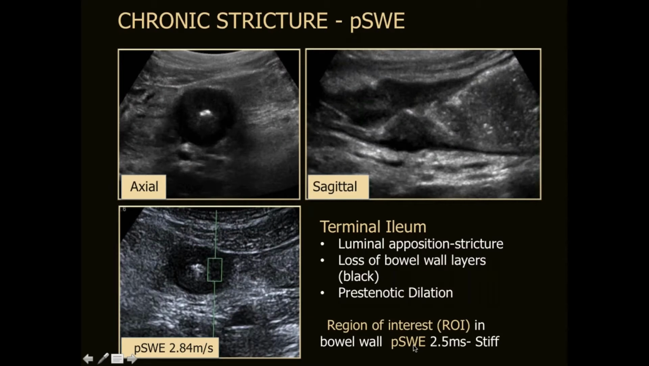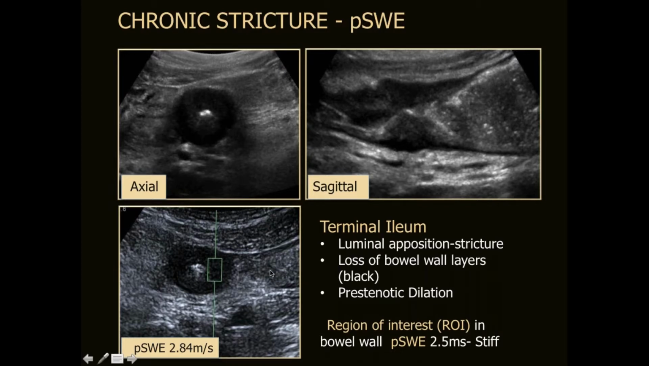Now, so how do we do the point shear wave elastography? Well, these upper panels, the axial and sagittal pictures, show a beautiful stricture. So we can see the bowel wall right at the stricture with total loss of the wall layers, the lumen fixed and narrowed in the middle. And then we can see on the long axis view, here's our pre-stenotic dilated segment of the bowel coming into this very abnormally configured, now eccentric lumen with this big thick wall with no wall layers.